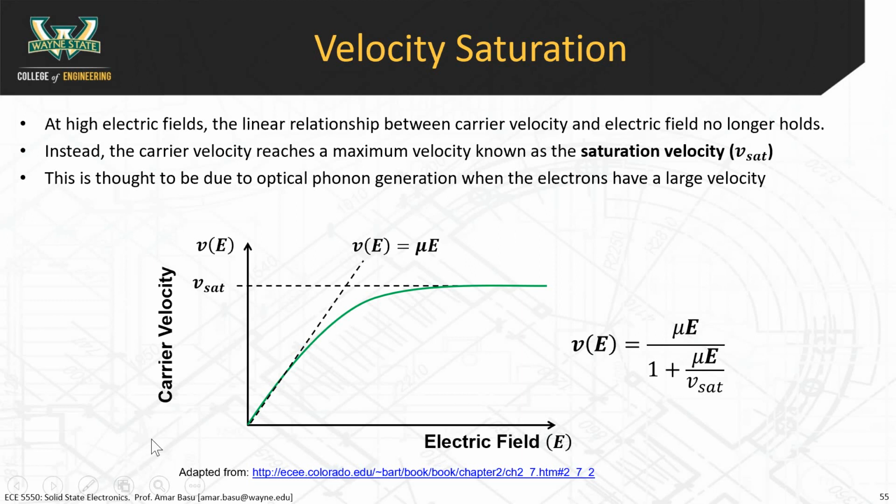The mathematical equation for this green line is shown here. It's mu E divided by 1 plus mu E over v sat. The way you can think about this equation is that at very large electric fields, this second term becomes dominant over the 1, so you're just left with mu E over mu E over v sat, so it becomes v sat. At low electric fields, this term becomes insignificant compared to the 1, and you're just left with mu E. So at low electric fields, it's linear, and at high electric fields, it saturates to v sat.